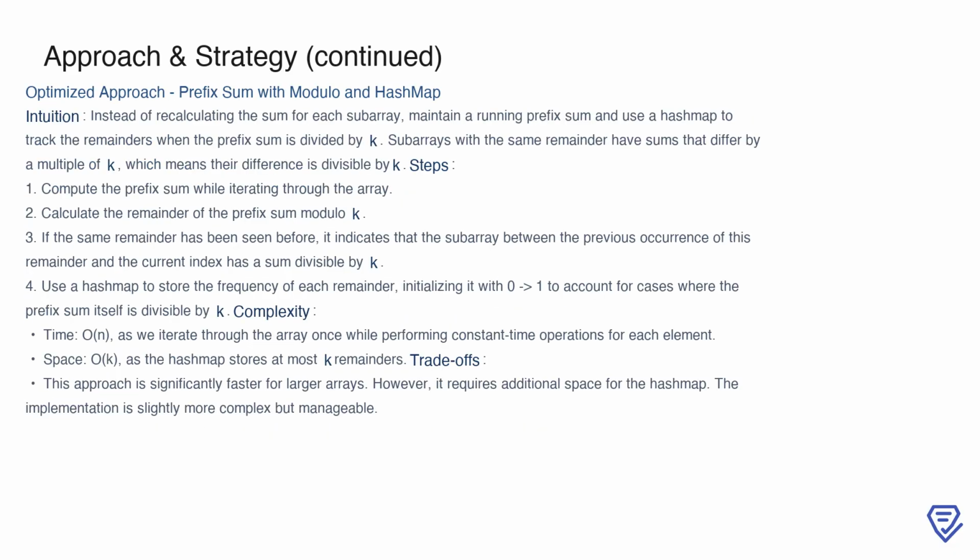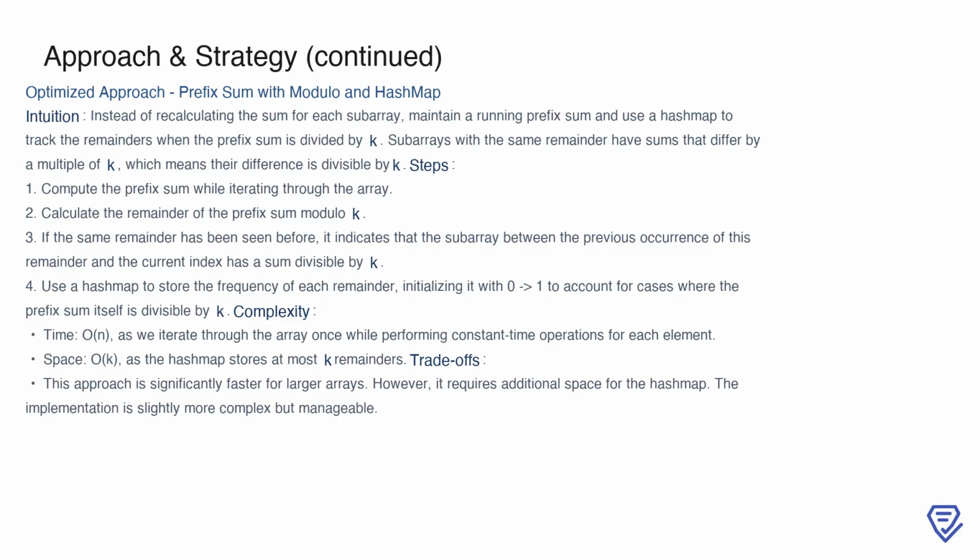Now, to improve efficiency, we considered an optimized approach using prefix sums combined with modulo operations and a hash map. The key idea here is to avoid recalculating the sum for every subarray by maintaining a running prefix sum. Instead of focusing on individual subarray sums, we calculate the remainder when the prefix sum is divided by k. This is where the hash map comes into play. Subarrays that leave the same remainder when divided by k have sums that differ by a multiple of k, meaning their difference is divisible by k.